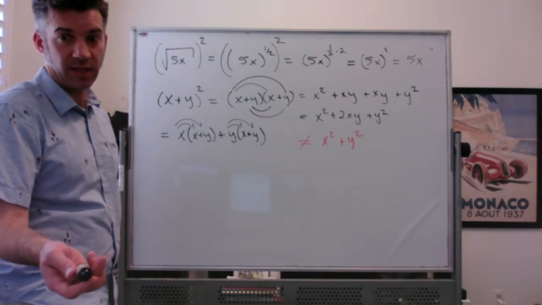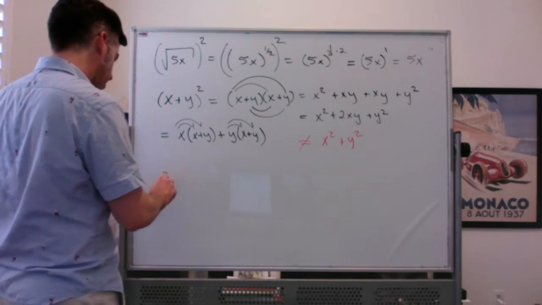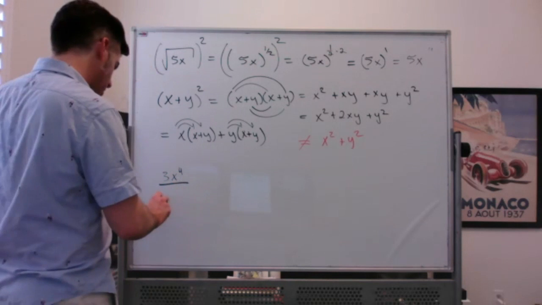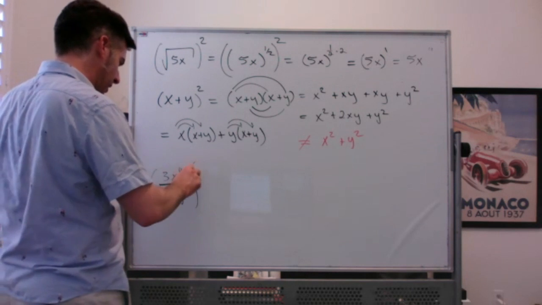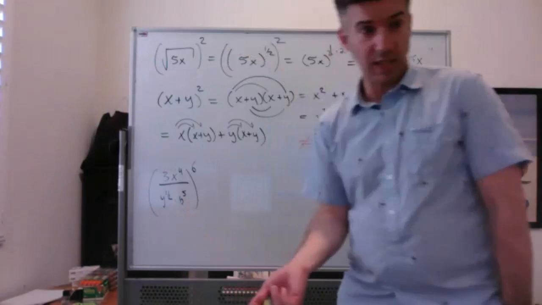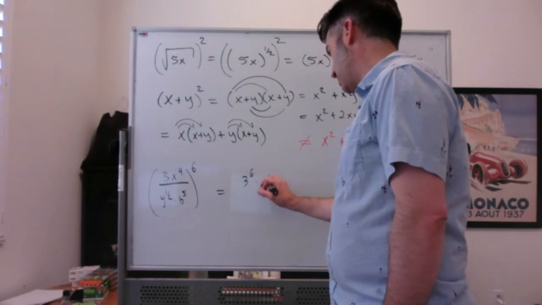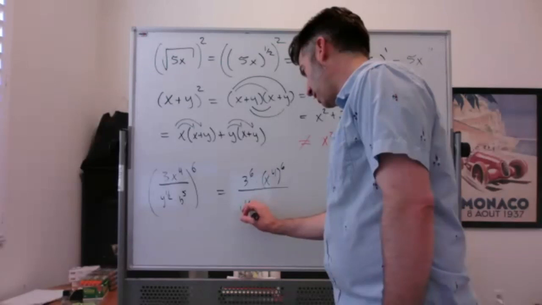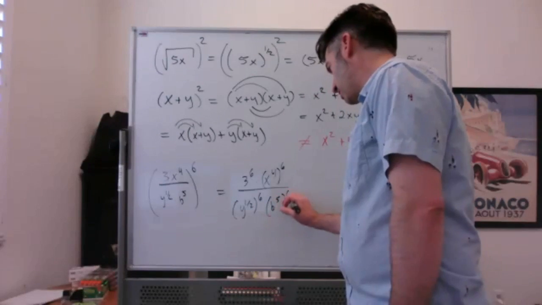So let's say we had something like, what do I got here? 3x to the 4th over y to the 1/2 times b to the 5th, all to the 6th power. If I was trying to simplify that, I would raise each part to the 6th power. So that would be 3 to the 6th times x to the 4th to the 6th divided by y to the 1/2 to the 6th times b to the 5th to the 6th.